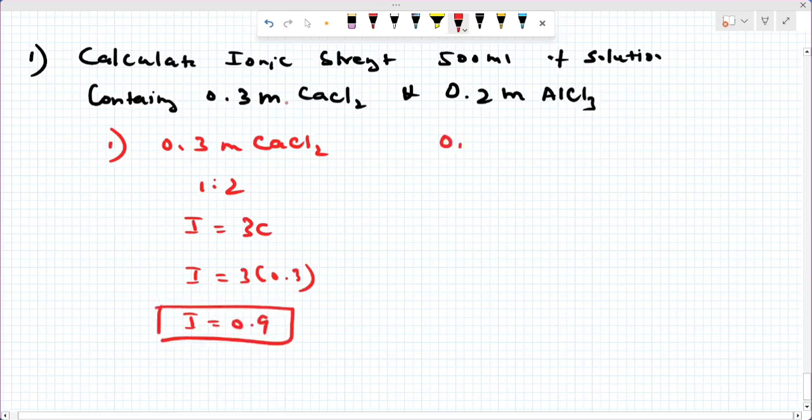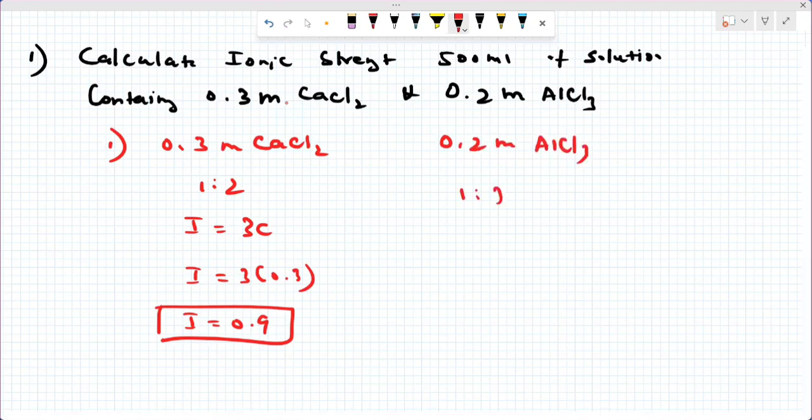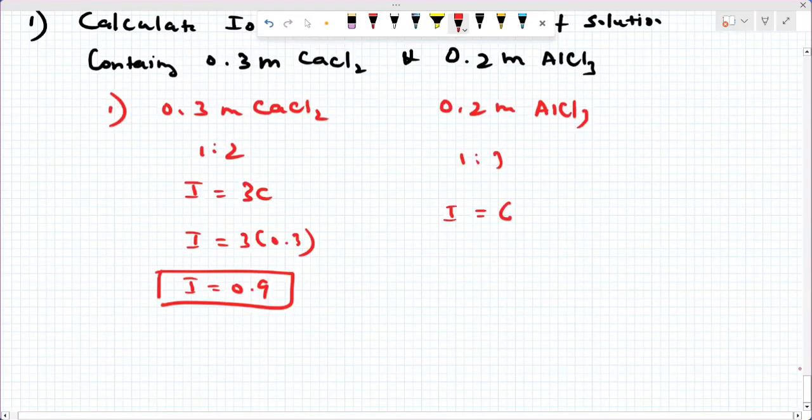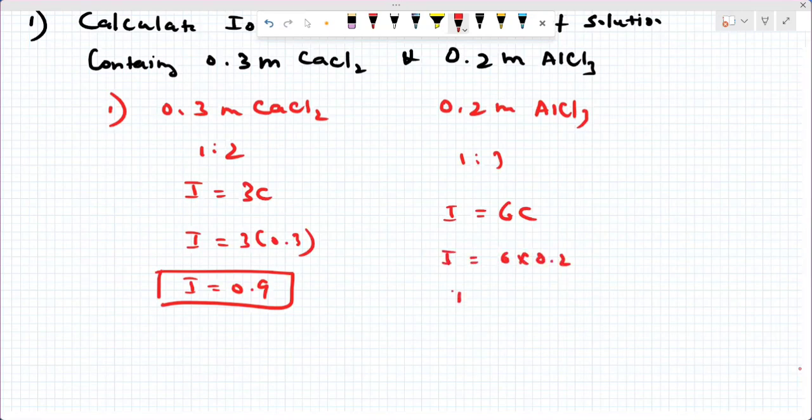This is 0.2 molal AlCl3. This is 1:3 type. What is ionic strength equal to, 9C or 6C? What is the value? That is 6C. So I is equal to 6 into 0.2. This I is equal to 1.2. Now 1.2 plus 0.9 gives the total.